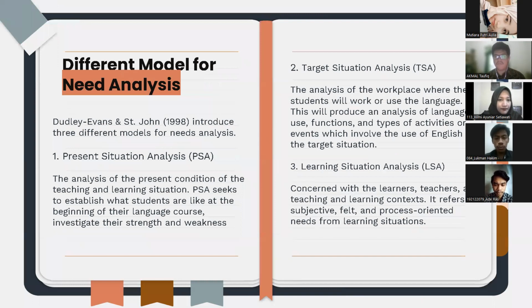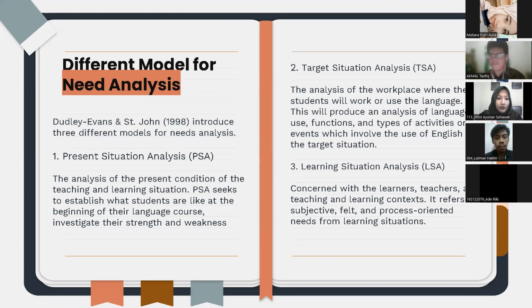Here I will share three different models for needs analysis from Dudley Evans and St John, 1998. The first is present situation analysis, or PSA. The present situation analysis is an analysis of the present condition of the teaching and learning situation. And PSA estimates strengths and weaknesses in language, skill, and learning experience when students start their language course.